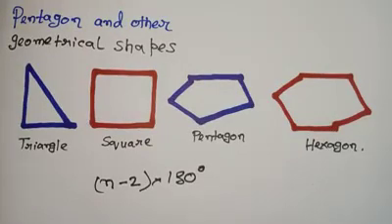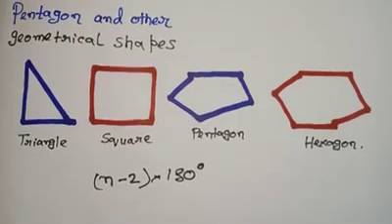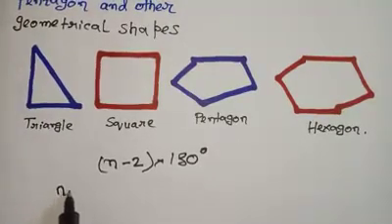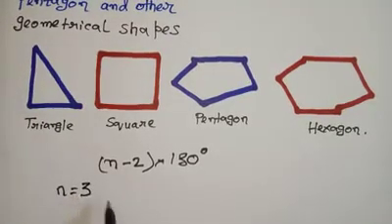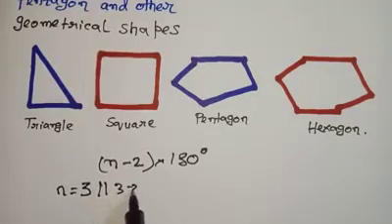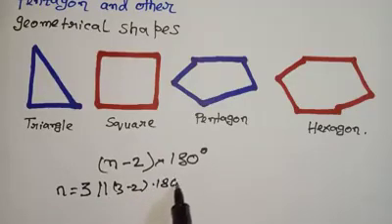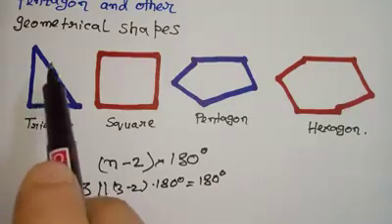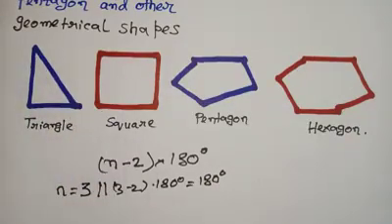So now let us see how we can apply it with a triangle. For a triangle, we know that the number of sides is 3. So we can take n as 3 and we find 3 minus 2 multiplied by 180 degrees, which brings us to 180 degrees. And we can find that the sum of the angles of this triangle would be 180 degrees.